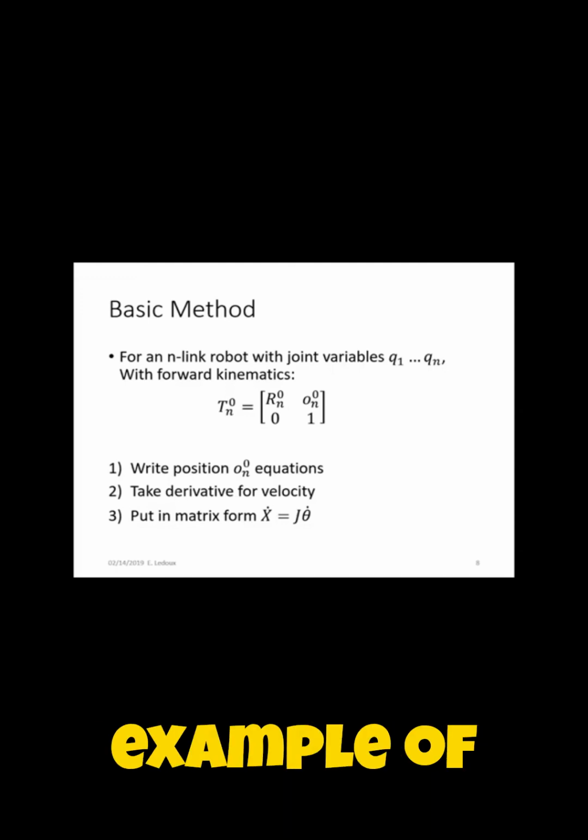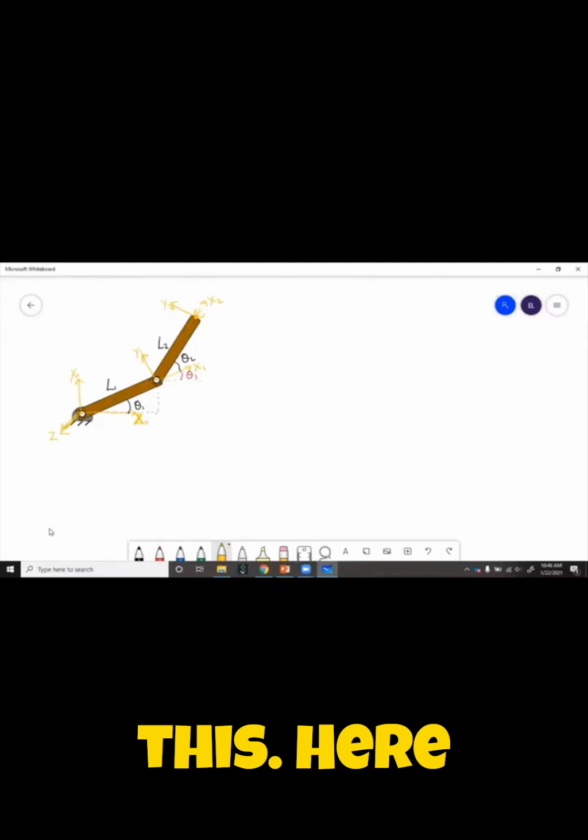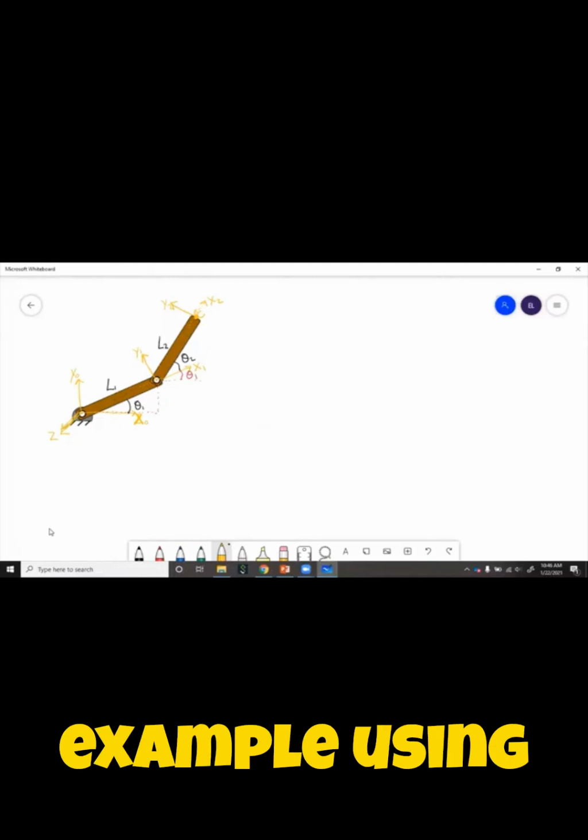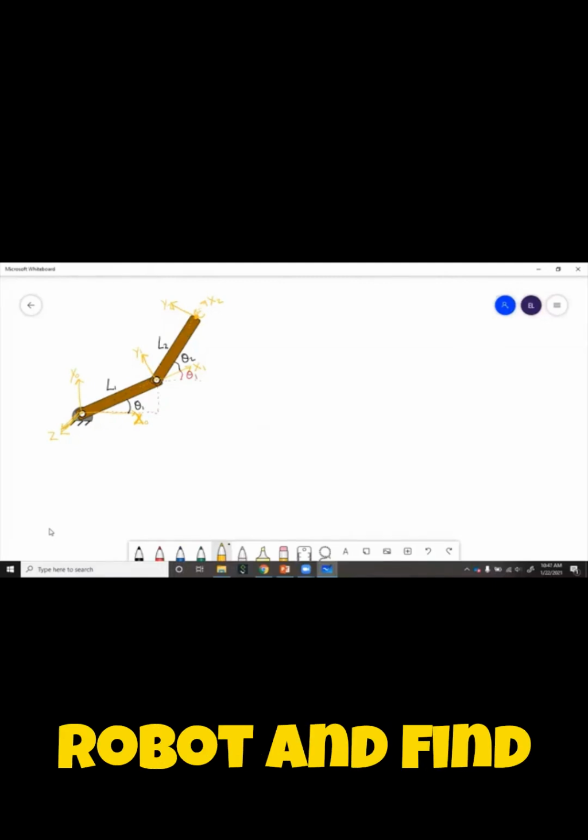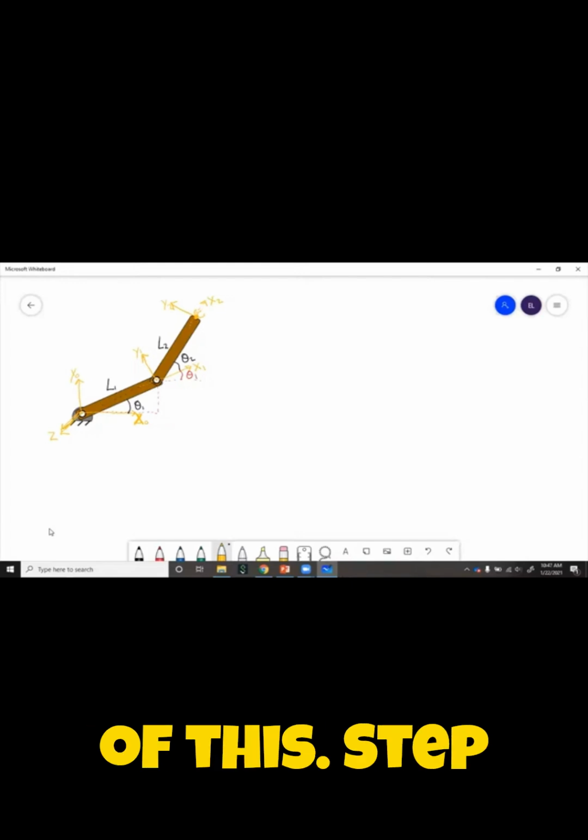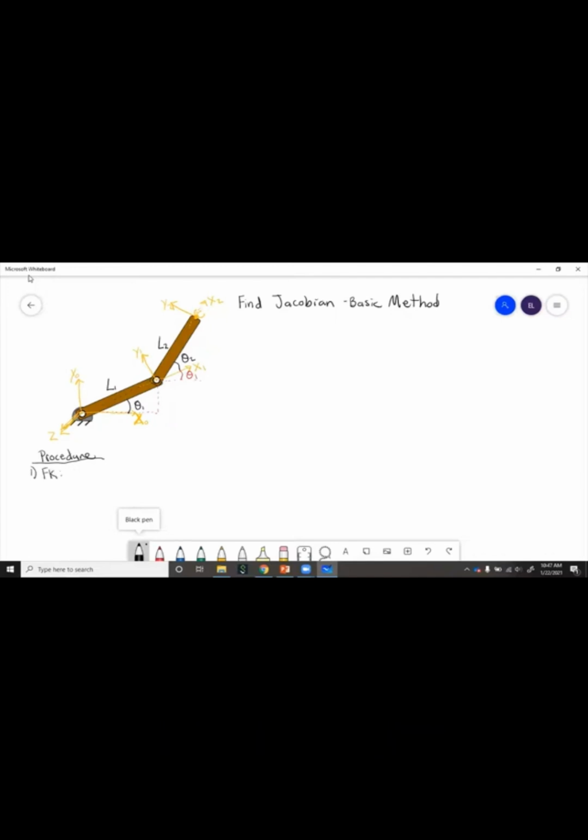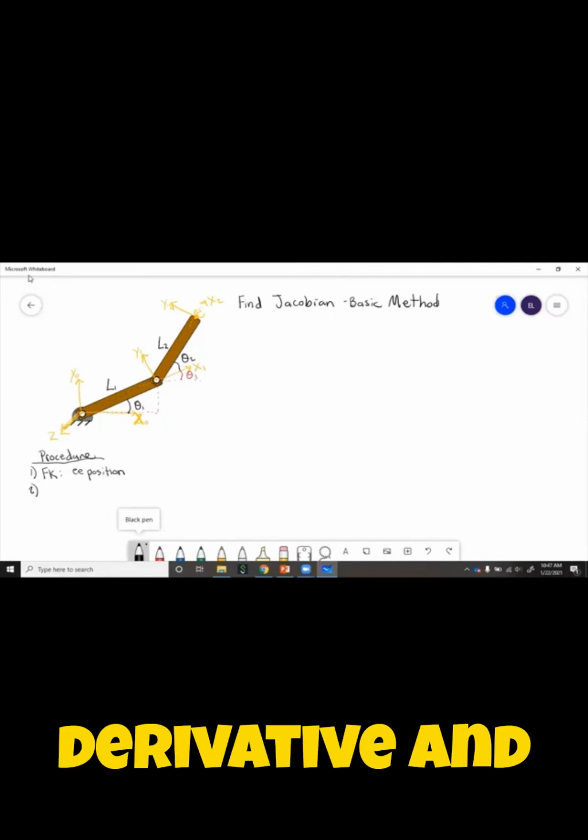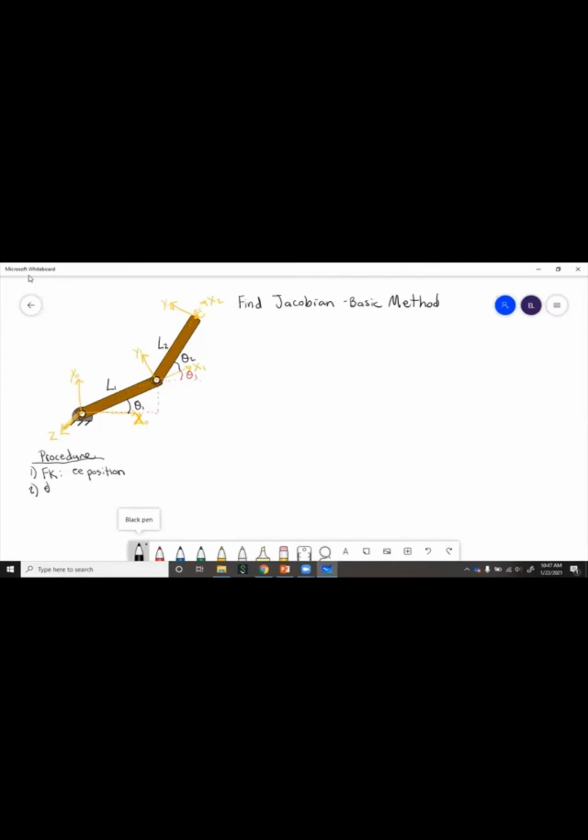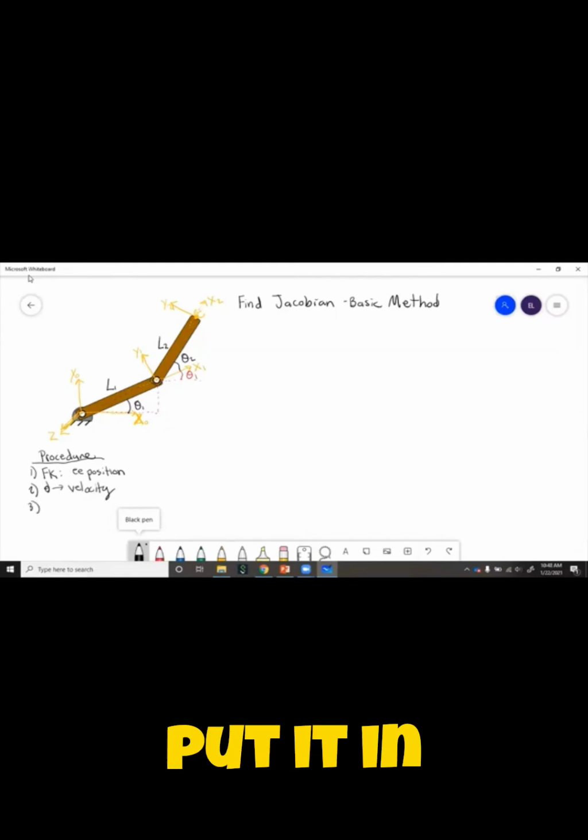So let's do an example of this. Here we'll do an example using the two-link robot and find the Jacobian of this. Step 1 is find the forward kinematics. Step 2 is take the derivative and get velocity. Step 3 is put it in matrix form.